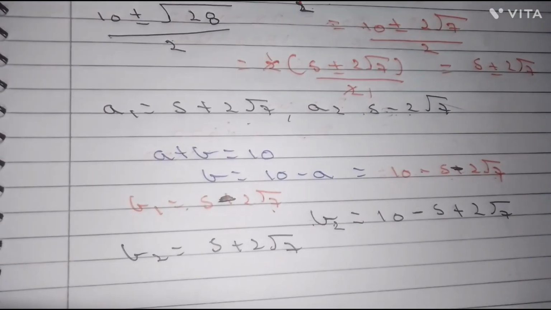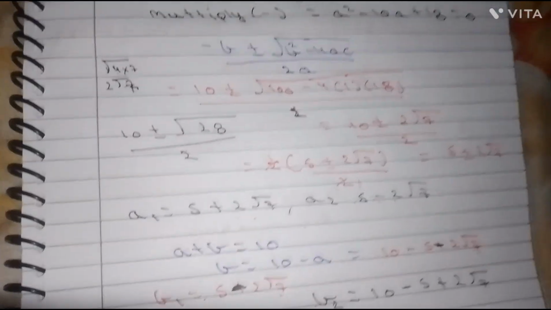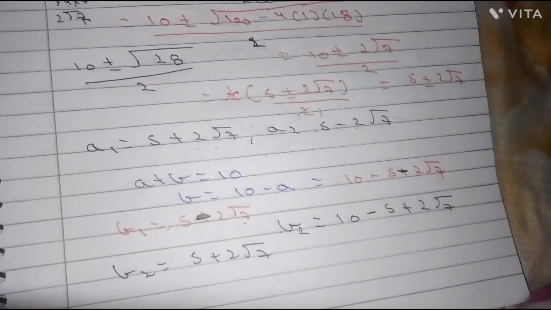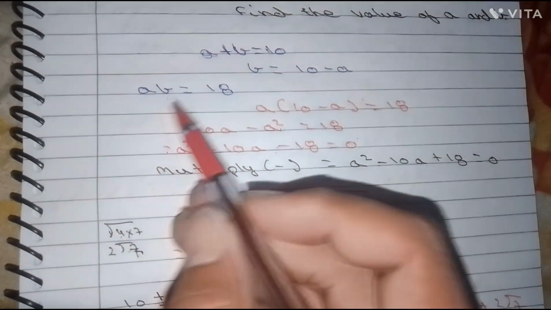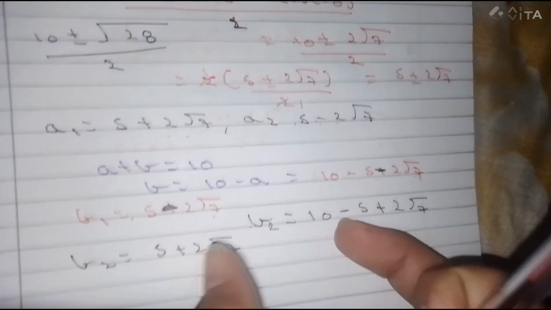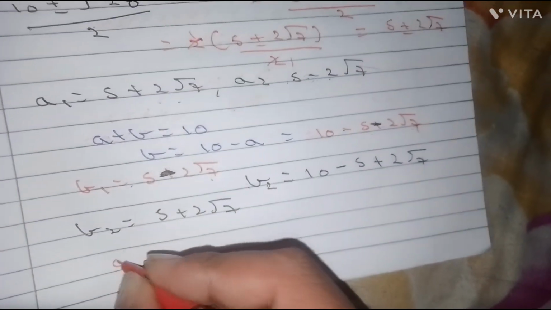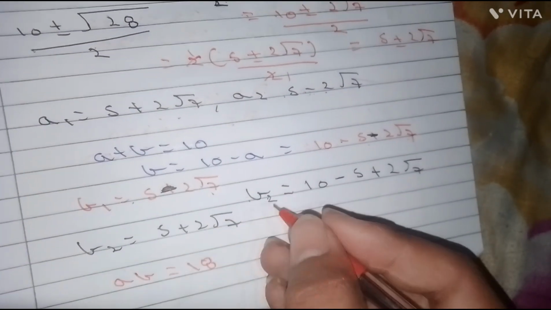We have got both answers of a1, b1, a2, b2, and whether what we got is correct or not, we can check by putting the values of a1, b1, a2, b2 in the equation. I hope you understood this. If we put a into b in this both equations, we have to get 18. So what is the final step here? A into b is equal to 18. We got the answer, but we are checking if it is correct or not.